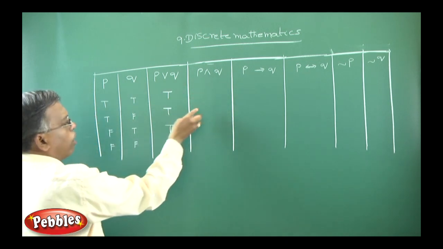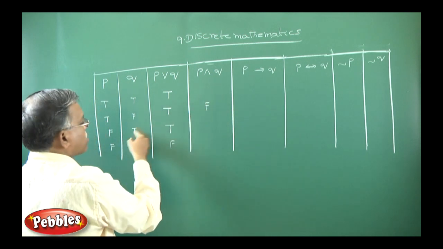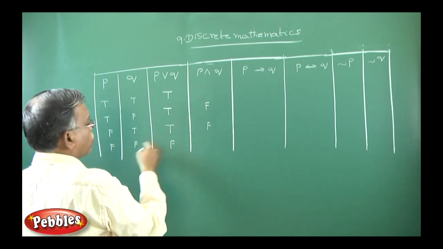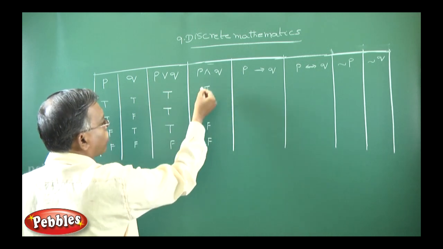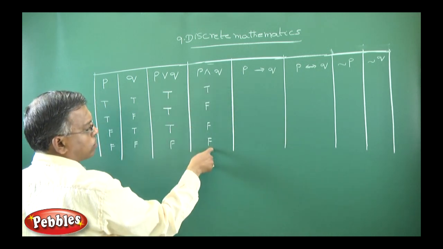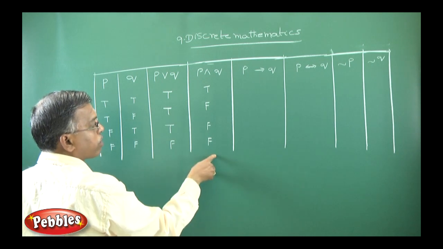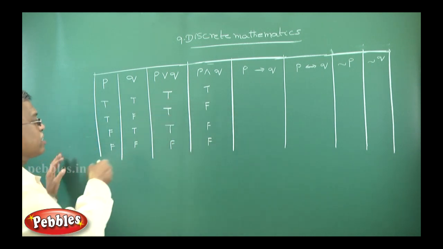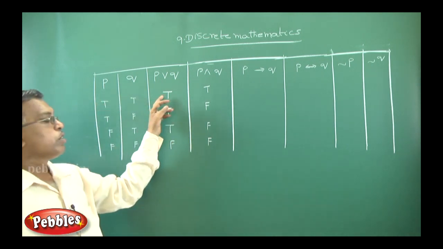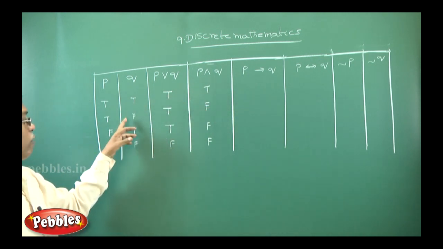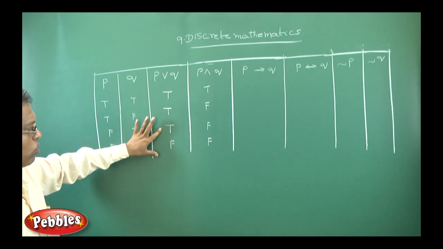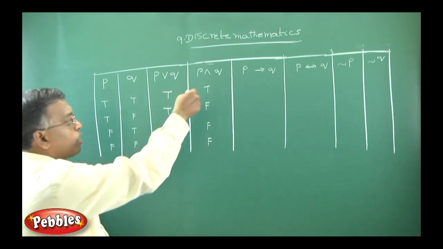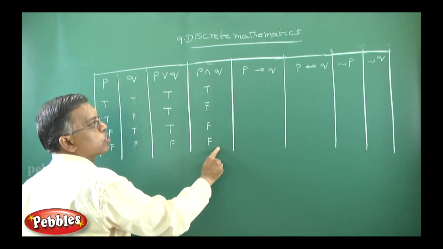Now for P and Q, if at least one false is there, false, opposite to this case. So, here true and false, false; false and true, false; false and false, false. Here true. So, quite opposite to this one. This is P or Q, this is P and Q. In P or Q at least one value is true, true. In P and Q at least one value is false, false. So, here we will get 3 truth values, 1 false value. Here 1 true value, other 3 false values.